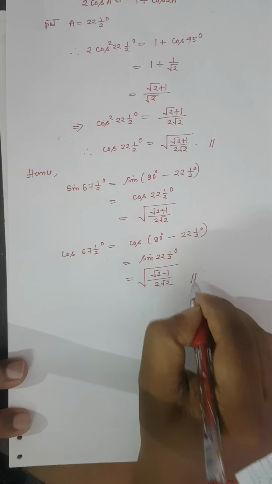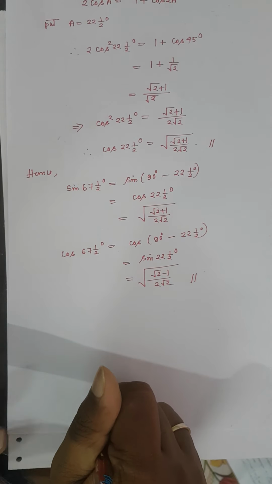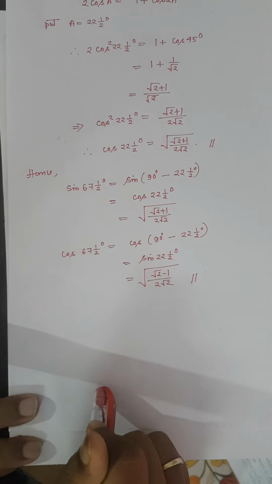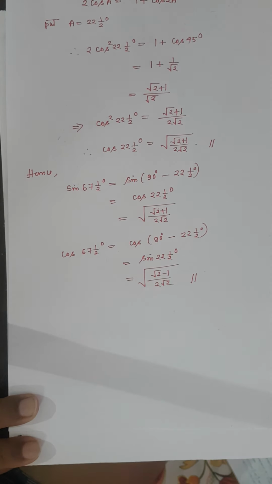So we have calculated the value of sin 22 and half degree and cos 22 and half degree. Using this, we have also calculated the value of sin 67.5 degree, cos 67.5 degree. In next video, I will upload more important problems of trigonometry from class book.